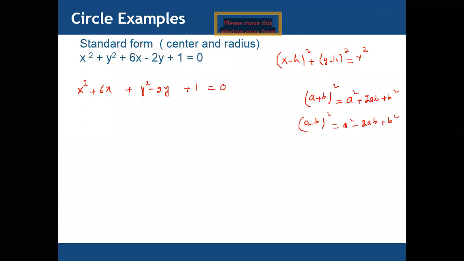These are the two formulas. For the first formula, you need to complete it: x square plus 6x. Plus x means this is the plus formula. The second one is y square minus 2y. Minus 2y means this is the negative formula. So how can we complete this formula? Can we write these in the form of a square plus 2ab plus b square?